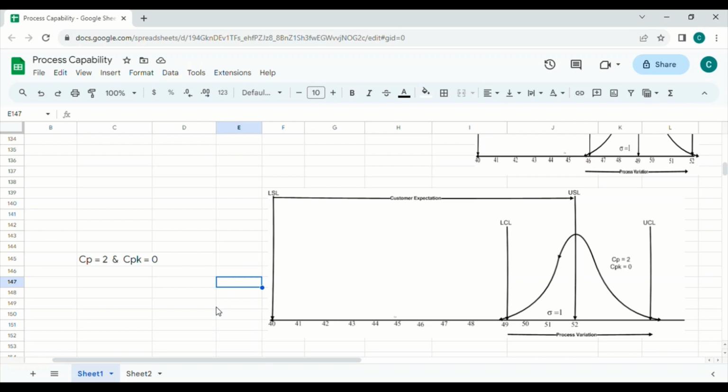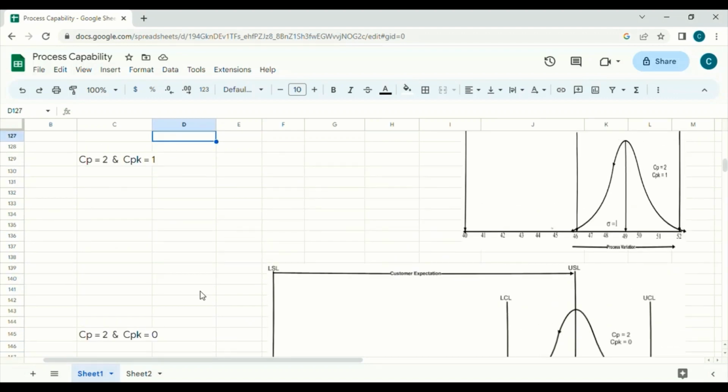One more thing I must tell you, that when you calculate process capability, there are two things you must check. First one is the process data should be normal, and the second one is the process should be stable.